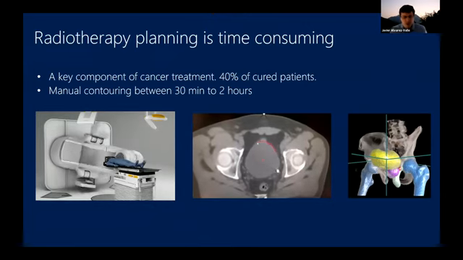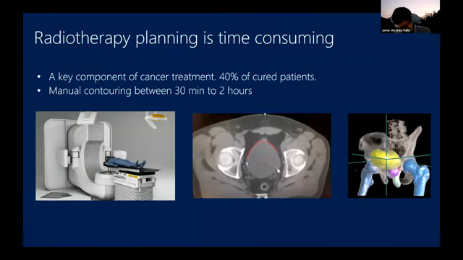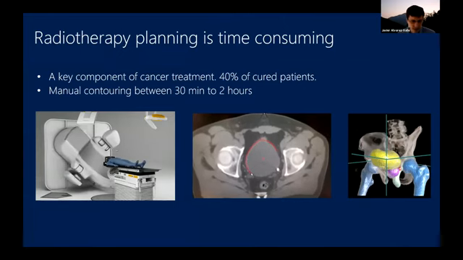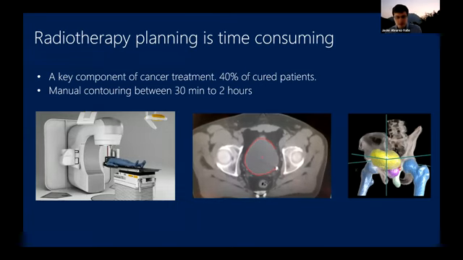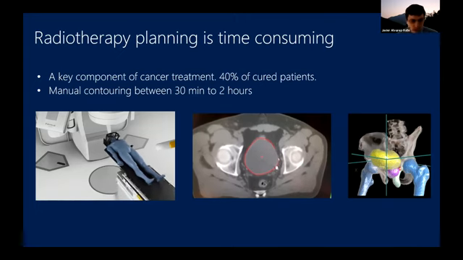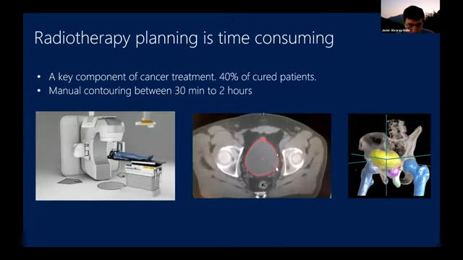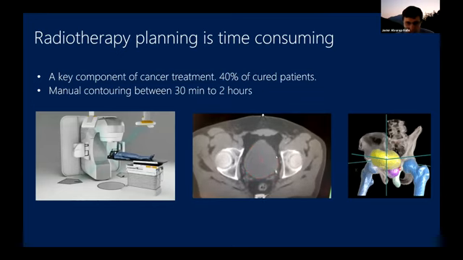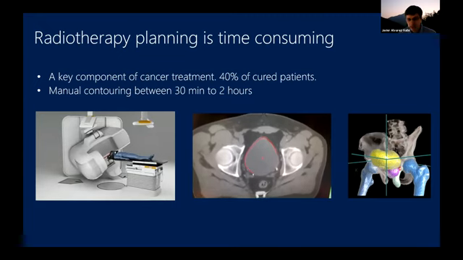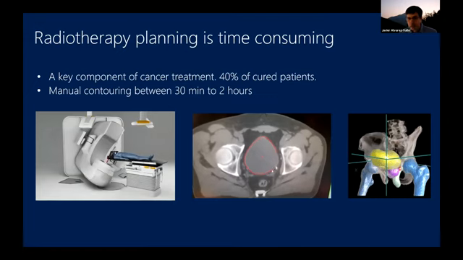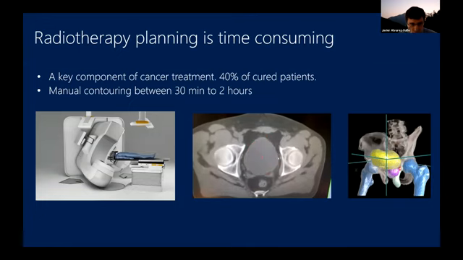When we talk about cancer treatment, there are three main ways that we use today. The first one is surgery, where we remove the tumor from the patient's body. The second one is chemotherapy, where we use drugs to kill cancer cells. And the third one is radiotherapy. Radiotherapy is a key component of cancer treatment, and is being used in 40% of the patients that are being cured from cancer today.